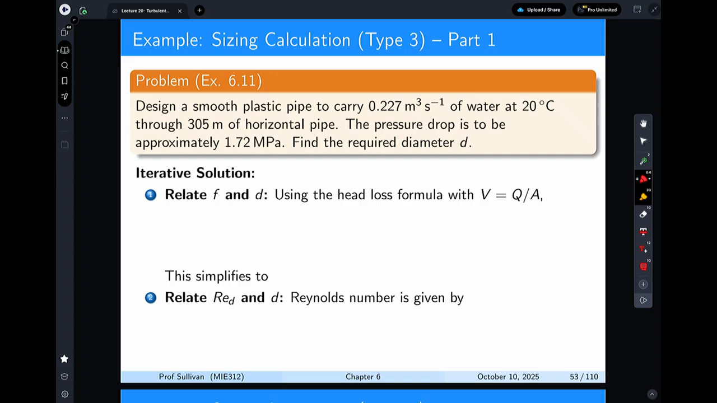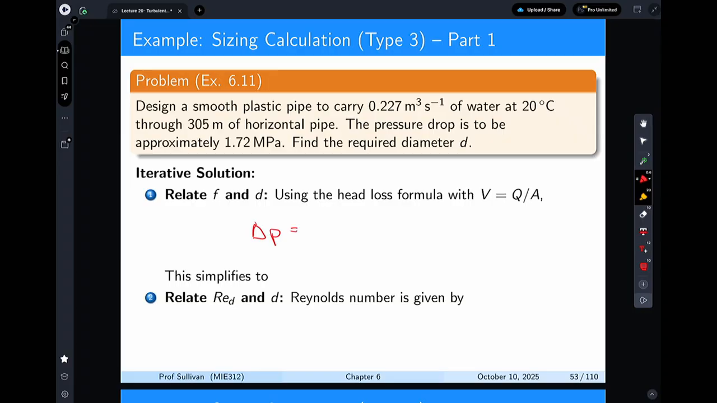Okay. So design a small or smooth plastic pipe to carry 0.27 cubic meters per second of water at 20 degrees C through 305 meters of horizontal pipe. The pressure drop is to be approximately 1.72 megapascals. Find the required diameter D. I'm doing a lot of pre-done examples, but changing the units from English to SI, so you end up with weird lengths like that. It's 1,000 feet originally.